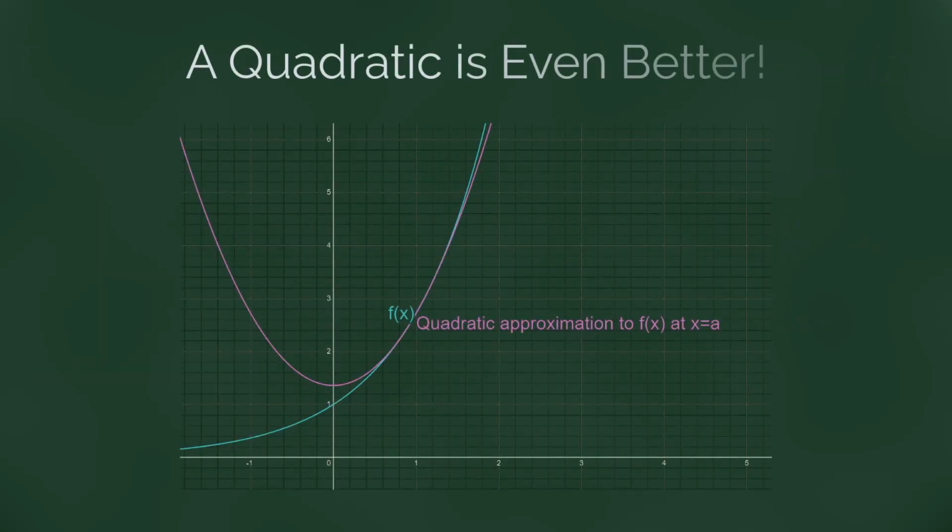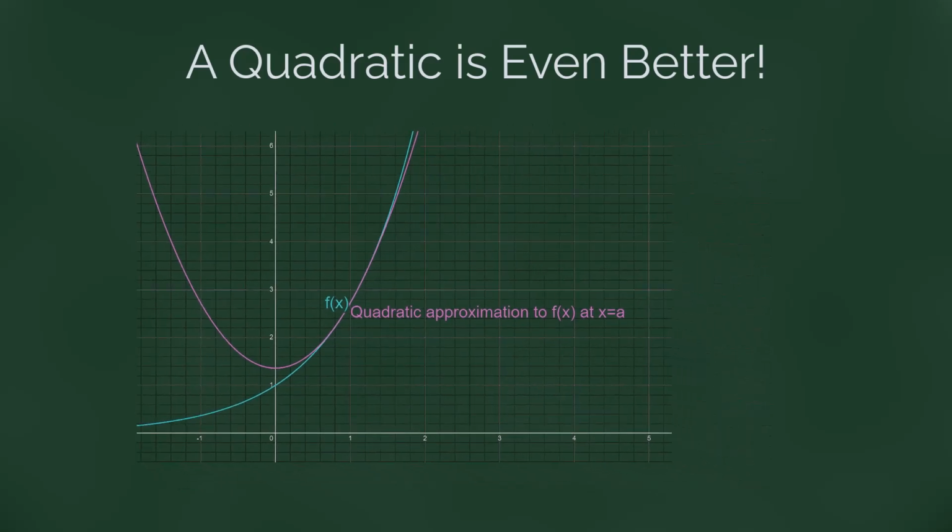Our tangent line approximation is pretty good, but it turns out that we can do a quadratic approximation that's even better. We're going to build our quadratic approximation so that its value matches the function value at a, its slope matches the function slope at a, and its concavity matches the function's concavity at a. Let's take a look at how we might do this.